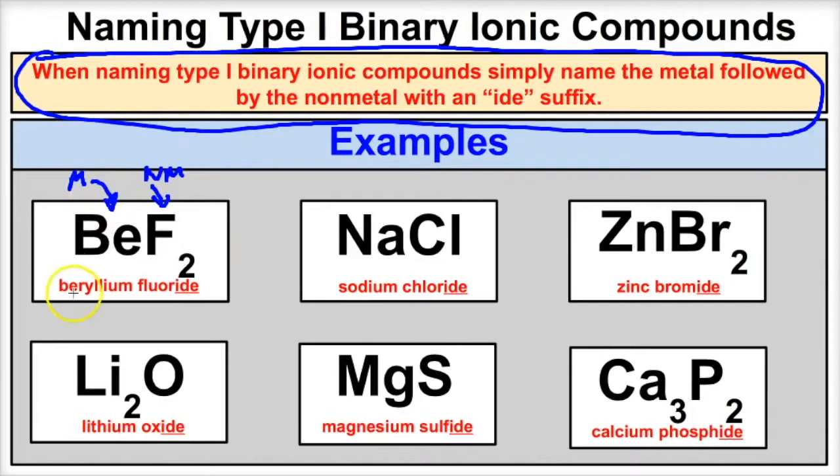For example, the metal here is called beryllium, and it's bonded to a fluorine atom. Well, when we're naming this in a type 1 binary ionic compound, we drop the "ine" and add an IDE suffix. So this right here becomes beryllium fluoride. This right here would become sodium chloride. This right here would become zinc bromide. This right here would become lithium oxide. This becomes magnesium sulfide, and this is calcium phosphide.